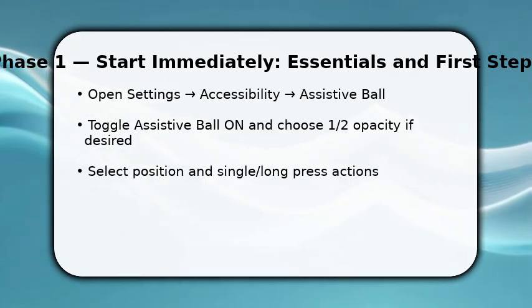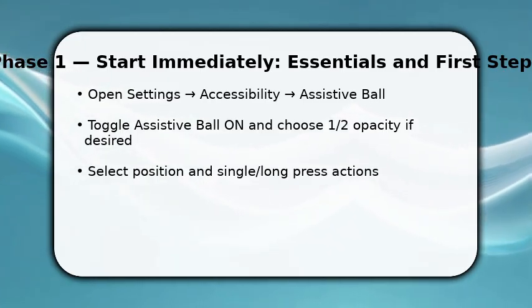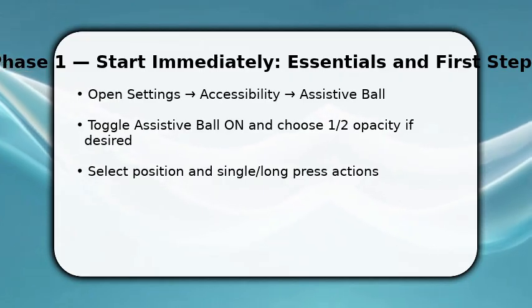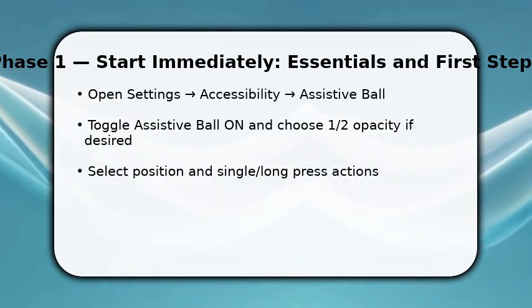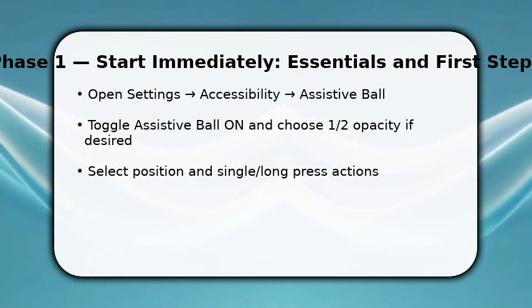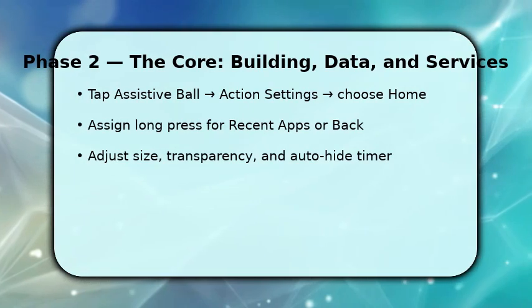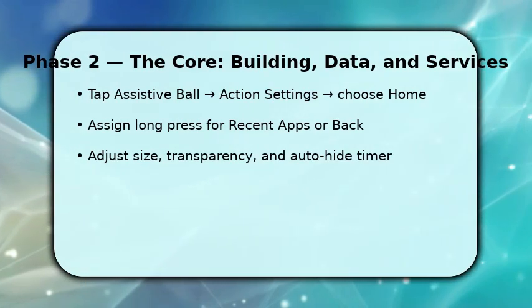This step creates a persistent, draggable button that behaves like a home key. It's fast, requires no app installs, and works across most Color OS versions. Next, customize how the button behaves so it matches your workflow.